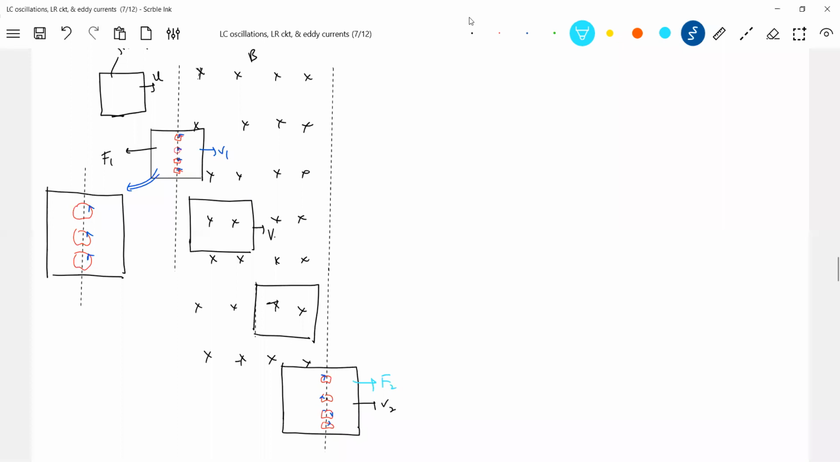Negative flux decreases, d phi by dt positive, EMF induced negative. Induced current should be clockwise. Should the force be left or right? This is very important.